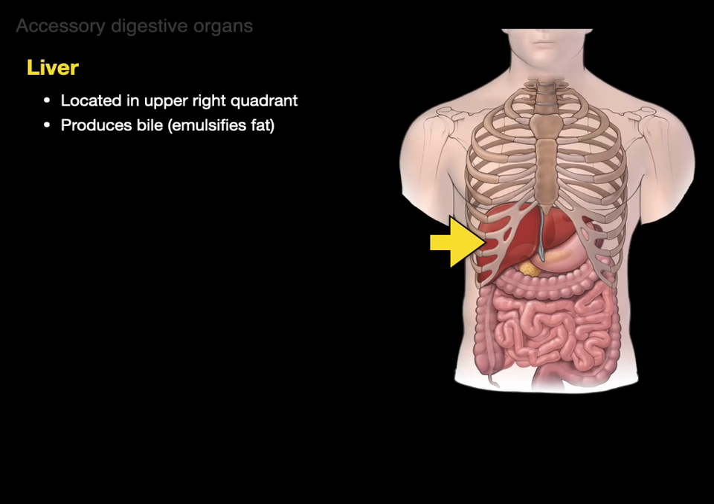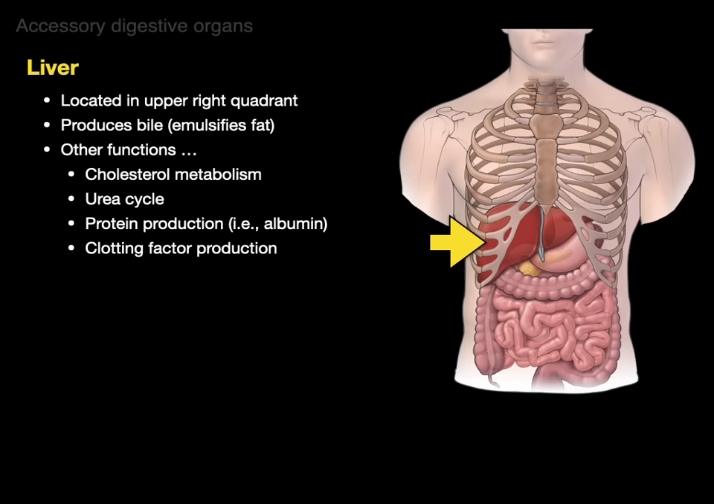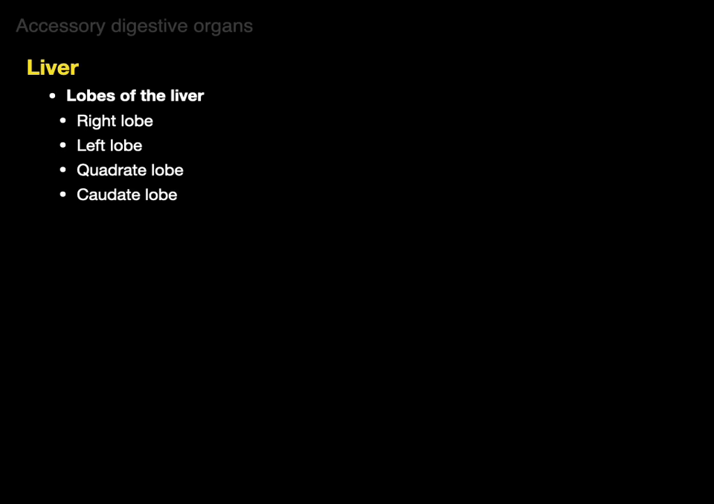And that enables digestive enzymes to better break the chemical bonds in these smaller droplets of fat. But the liver has a ton of other functions, like it helps with cholesterol metabolism, it takes part in the urea cycle, produces proteins like albumin, it produces clotting factors, it helps to detoxify blood, and so forth. The liver has the following lobes: right, left, quadrate, and caudate. Here's a visceral inferior view of the liver.